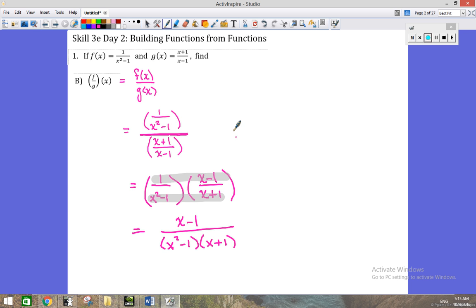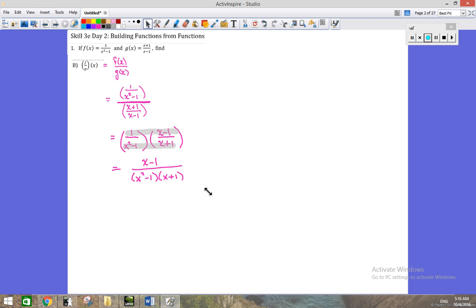But just like in part A of this problem, we want to factor our denominator and write this fraction in lowest terms. We have a factor of x minus 1 in the numerator that will cancel with a factor of x minus 1 in the denominator.